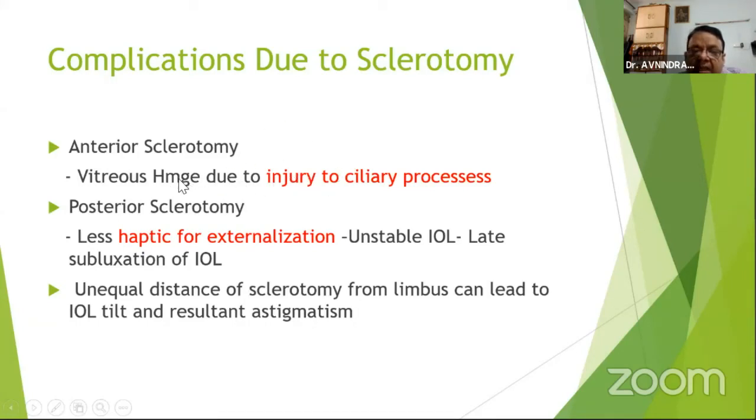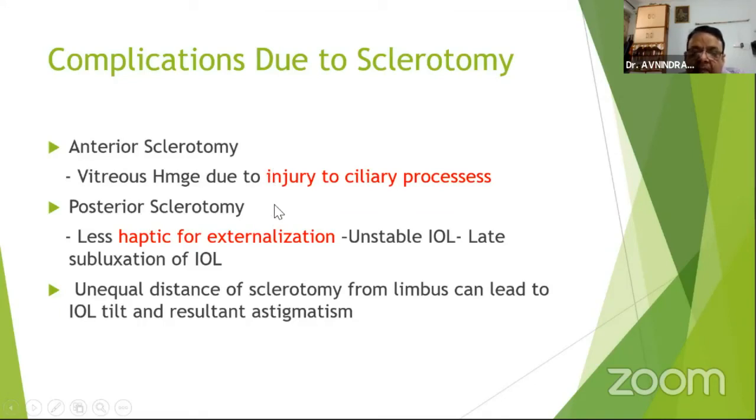and you can land up with vitreous hemorrhage. If you have a posterior sclerotomy, you will have less haptic for externalization, and you will land up with an unstable IOL and late subluxation. So the tip here is that the sclerotomy should be 1.5 to 2 millimeters behind the limbus. We have learned the hard way over the years of experience, and I find 1.5 to 2 millimeters.